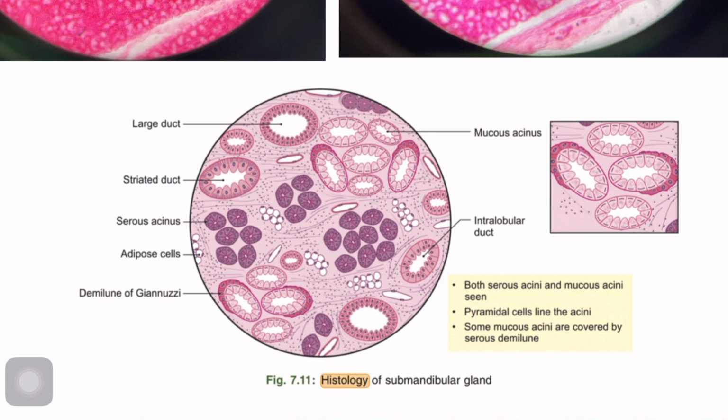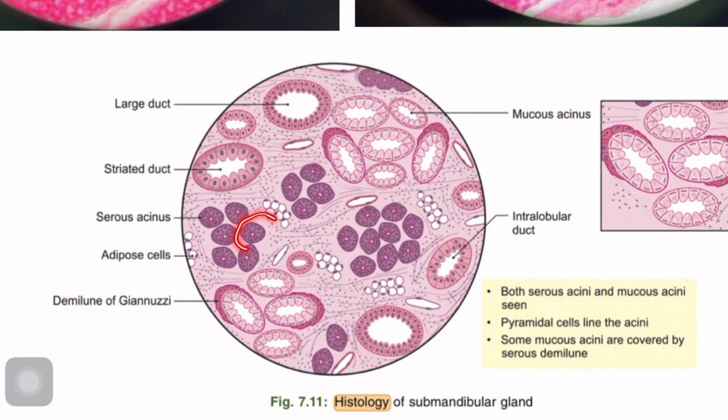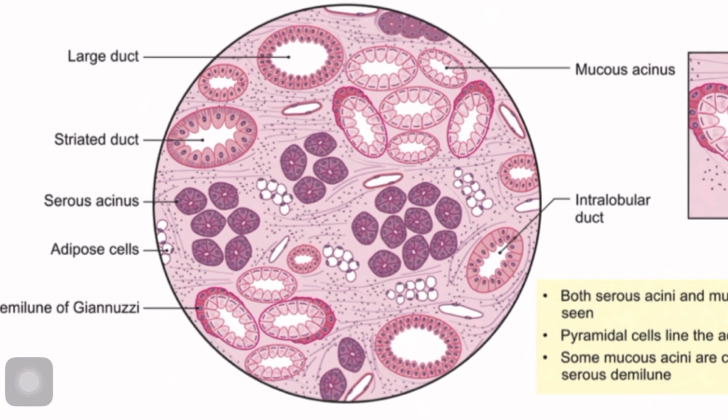If you look at this picture of the submandibular gland, you can appreciate some serous acini. The serous acini contain round cells with centrally placed nuclei. It is darkly stained. Whereas if you look at the mucous acini, it contains tall columnar cells with basal flat nuclei. You can also appreciate some demilunes. Demilunes contain both serous as well as the mucous part.